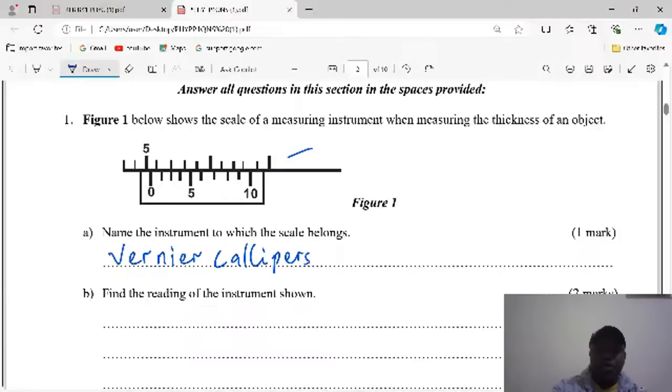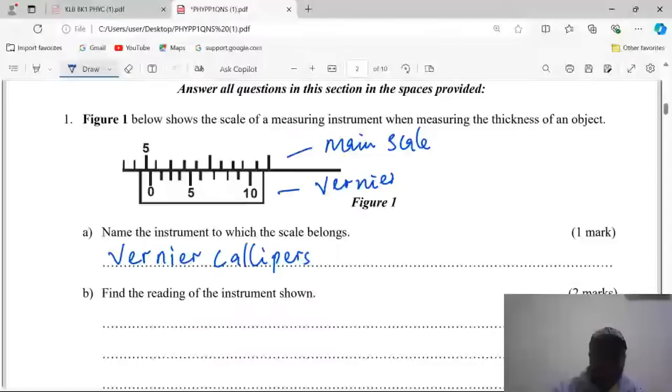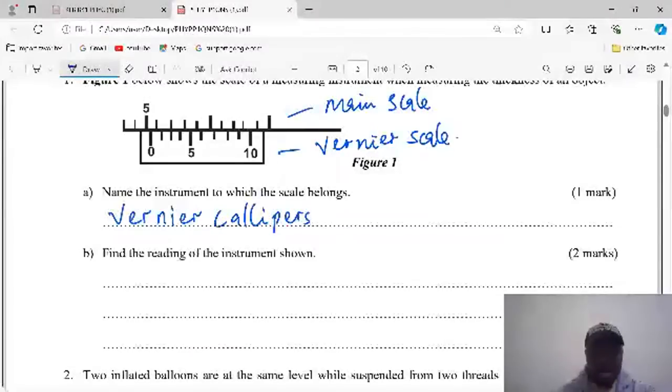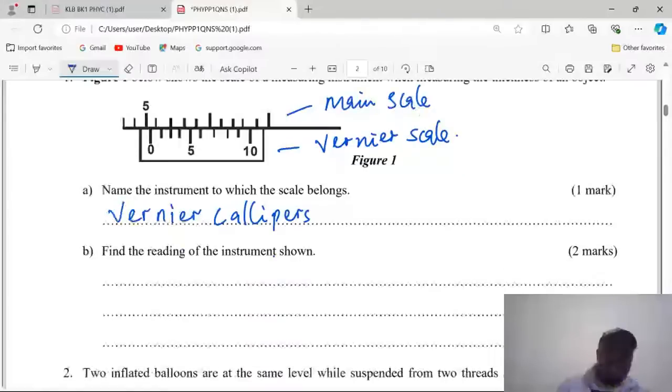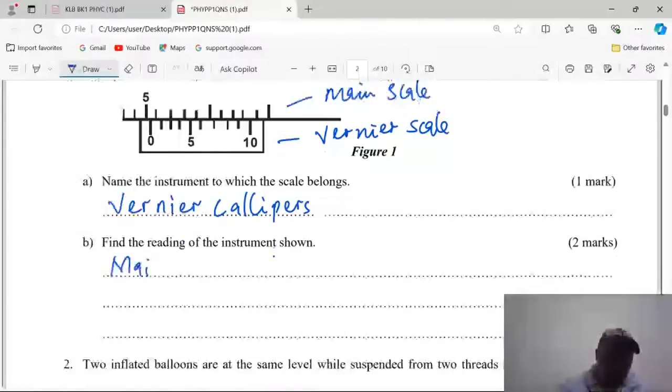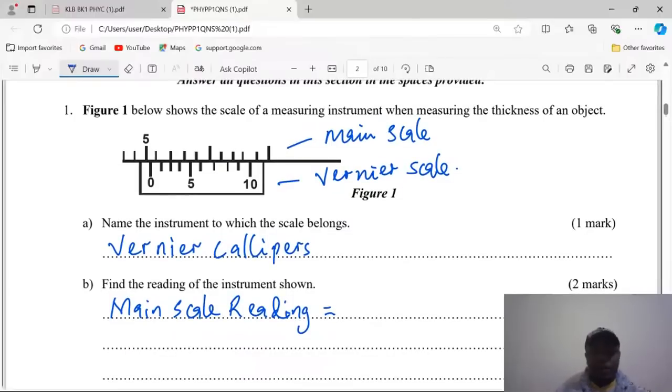Yeah, because this is called the main scale. Find the reading of the instrument shown. So now there is the reading displayed here. We usually say that for you to get the reading displayed on a vernier calipers, you are supposed to examine the 2 scales. So the first thing, get the main scale reading. For you to identify the main scale reading, you are supposed to look at the value which is to the left of the 0 of the vernier scale.